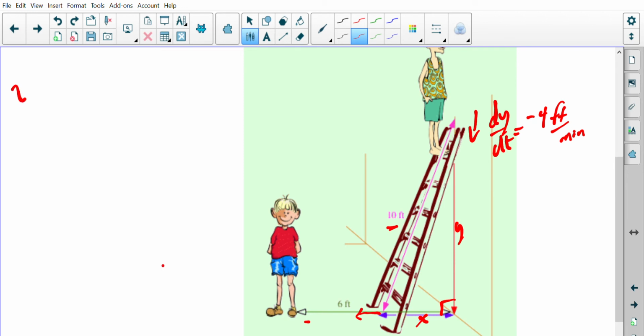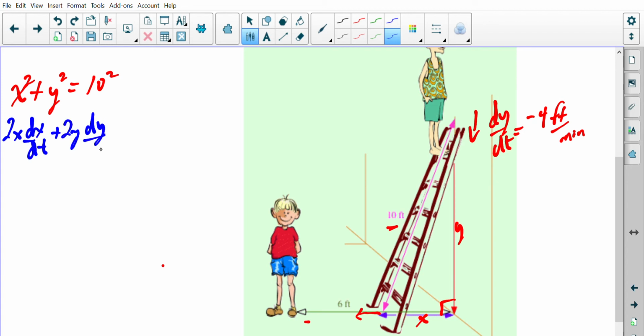So let's go x squared plus y squared is equal to 10 squared. Now again, I can put the 10 there because it's 10 all the time. The length of the ladder is never going to change. Let's take the derivative. So 2x dx over dt plus 2y dy over dt. This is a constant. The derivative is 0.